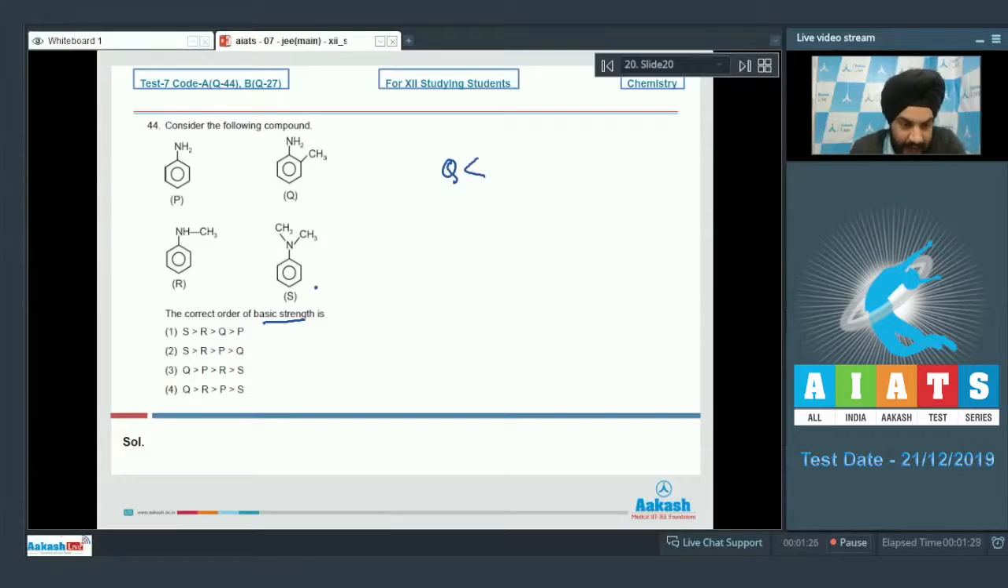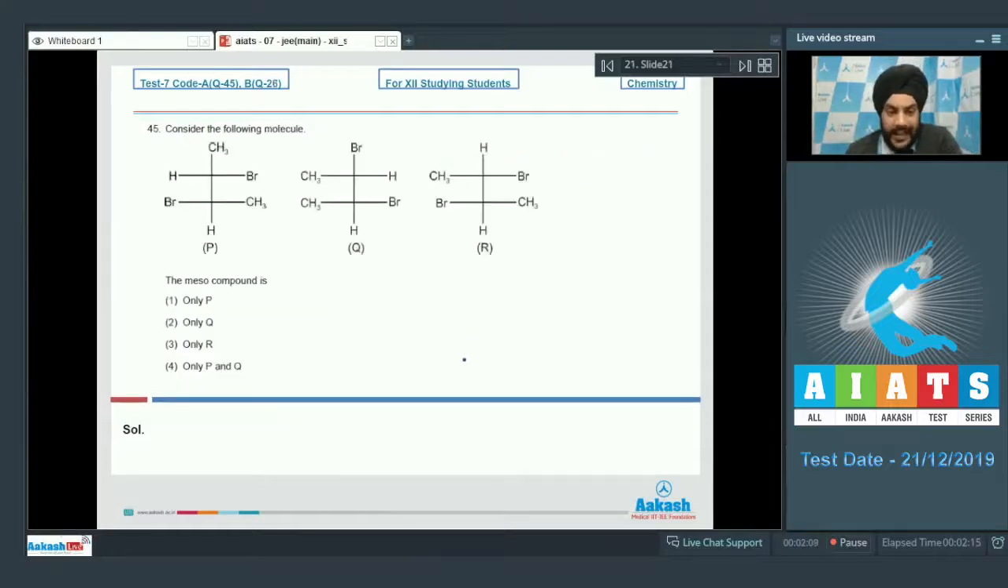Now if we compare S, R and P, so we have aniline, we have N-methyl aniline, and we have N-dimethyl aniline. So we know that N-dimethyl aniline is the most basic. So S will be the most basic, followed by R. So S is more basic than R, is more basic than P, is more basic than Q. So SRPQ, which is given correctly in the second option. So for question number 44, we have to mark the correct answer as option 2, students. Let us look at the next question now.